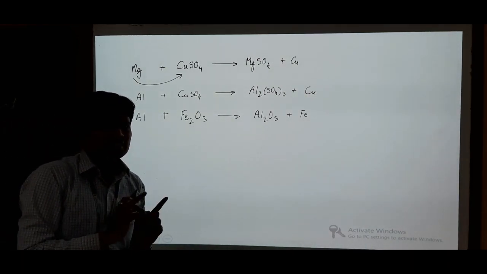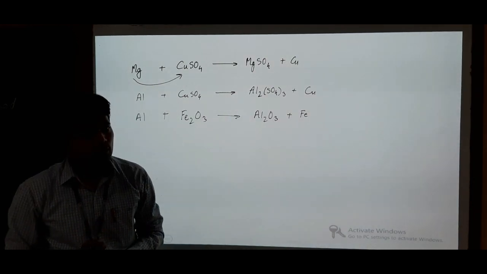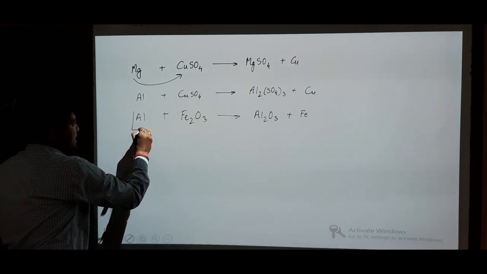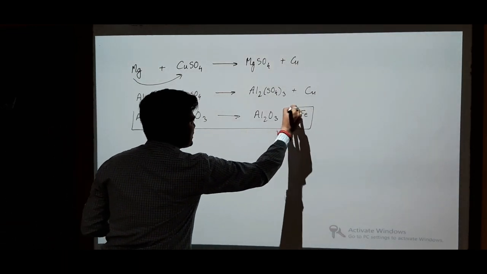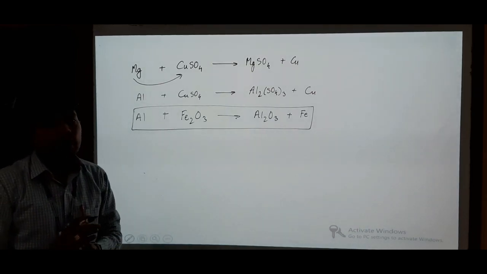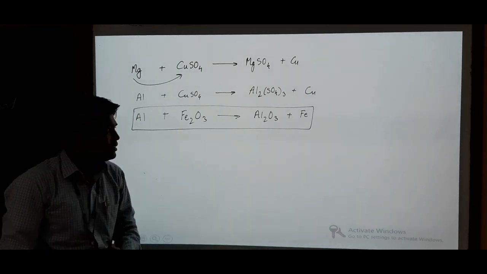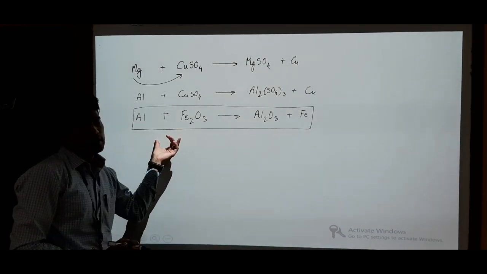Remember I told you yesterday what we mean by an exothermic reaction? The reaction in which heat is evolved. When I speak about this reaction, aluminium reacting with iron oxide, it is called thermite welding. Railway tracks are joined with the help of this reaction.